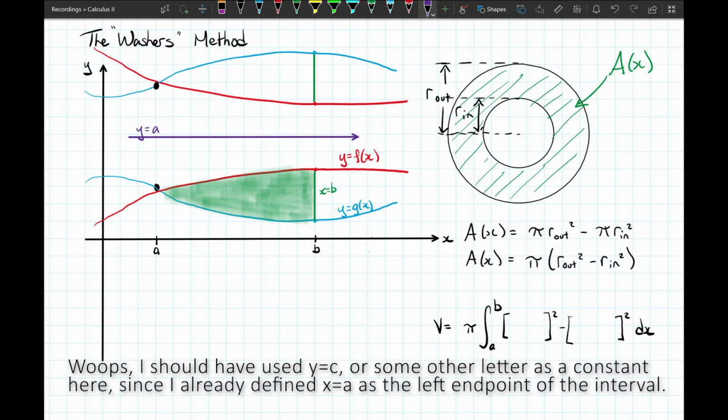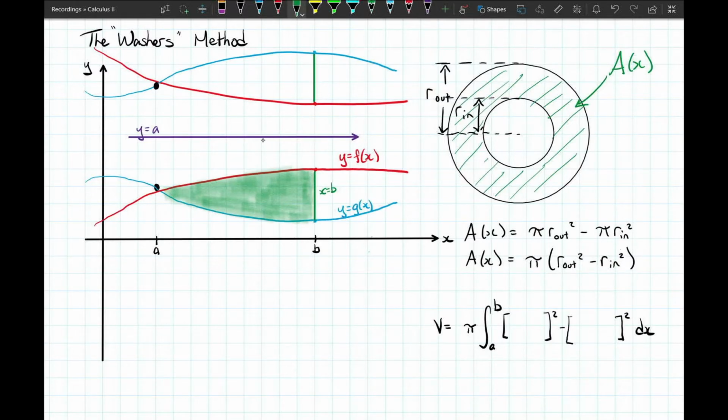All right, then revolving around that, we will look at our inner radius as being the distance from a measured downward. That distance would be a minus f of x. Now we can take a look at our outer radius. That's also going to be measured downwards from y equals a down to y equals g of x. So that distance is going to be a minus g of x.